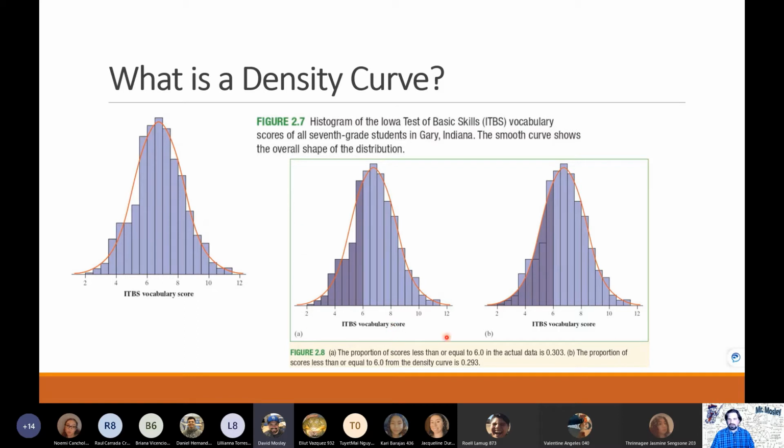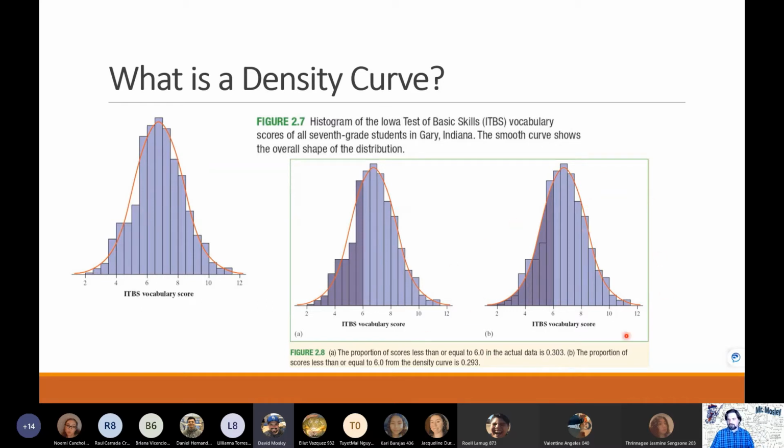We see here on graph A that the proportion of scores less than or equal to 6, cutting off right here, and these are all shaded, in the actual data set is 0.303 or 30.3%. So they took the proportion from each of these histogram bars, and that's 30.3% of the total area.